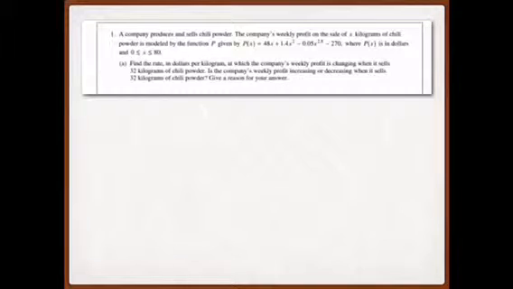And thank you. This is question number 1 from the 2016 AP Calculus AP. Question 1 says, a company produces and sells chili powder. The company's weekly profit on the sale of x kilograms of chili powder is modeled by the function P, given by P of x equals 48x plus 1.4x squared minus 0.05x to the power of 2.8 minus 270, where P of x is in dollars and x is between 0 and 80 inclusive. Part A says, find the rate in dollars per kilogram at which the company's weekly profit is changing when it sells 32 kilograms of chili powder.